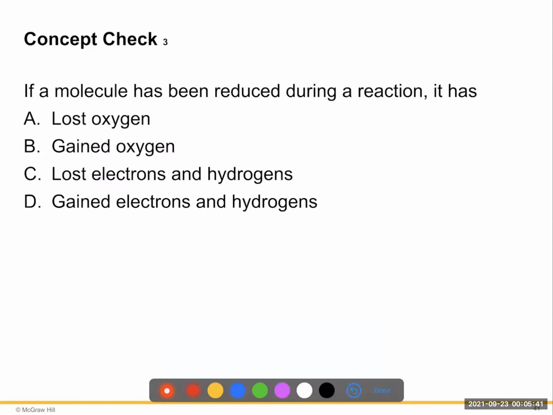Okay. So if a molecule has been reduced during a reaction, it has either lost oxygen, or gained electrons and hydrogen. So reduction does what? Reduction means you're getting a lower number. And you're getting a lower number because you're adding negative charges. So it's exactly opposite what you might be thinking. So you were right. Gain, right? That's perfect. Gain electrons and hydrogen, because you're gaining negative charges, which means you're reducing that number.